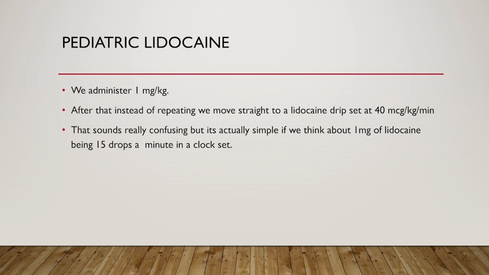For pediatric lidocaine, the first thing that we're going to do is administer 1 milligram per kilogram of lidocaine to our patient. After this administration, instead of repeating it and moving towards 3 milligram per kilogram, we're going to move straight to a lidocaine drip set at 40 microgram per kilogram per minute. Sounds really confusing, guys, but we're going to use this in reference to 1 milligram of lidocaine being 15 drops using our clock set, and you're going to see how this kind of falls in line.